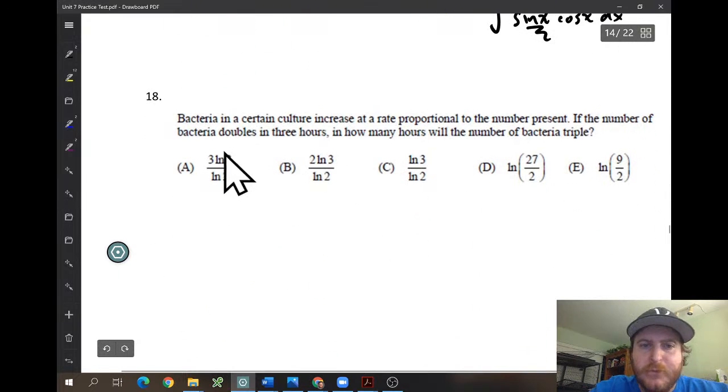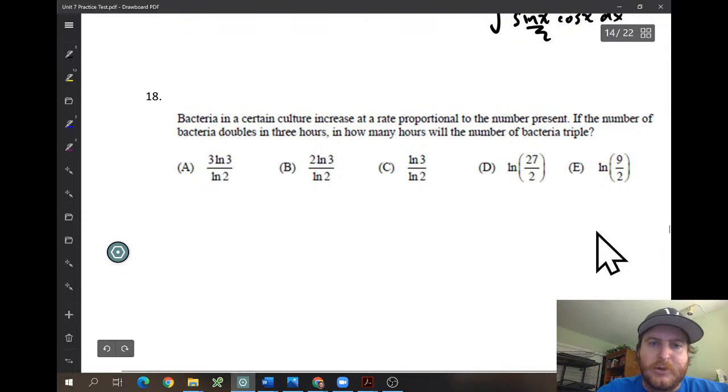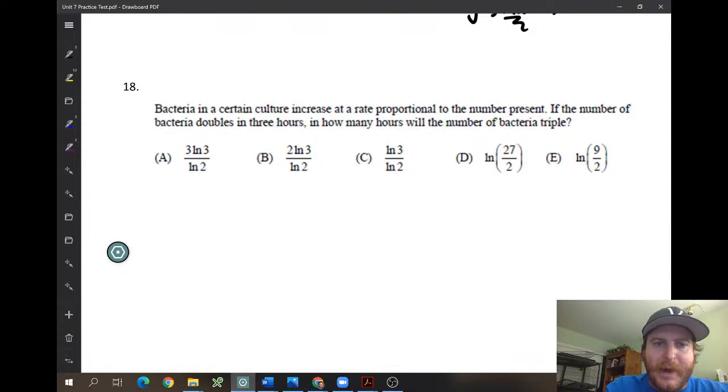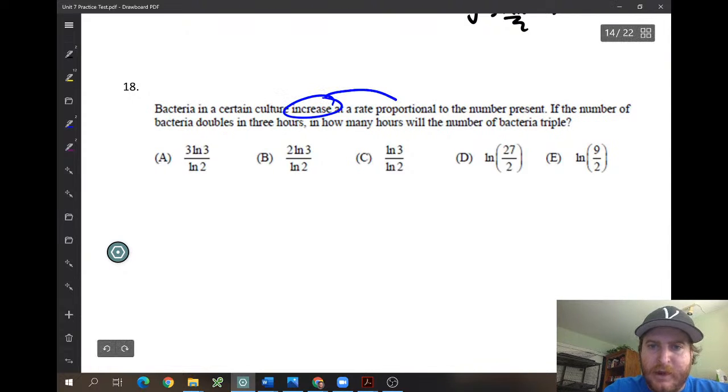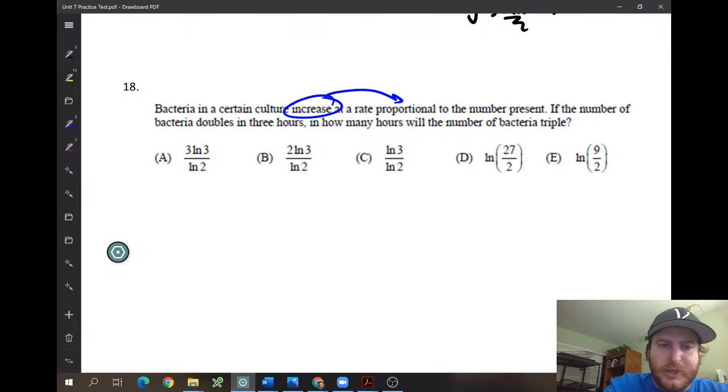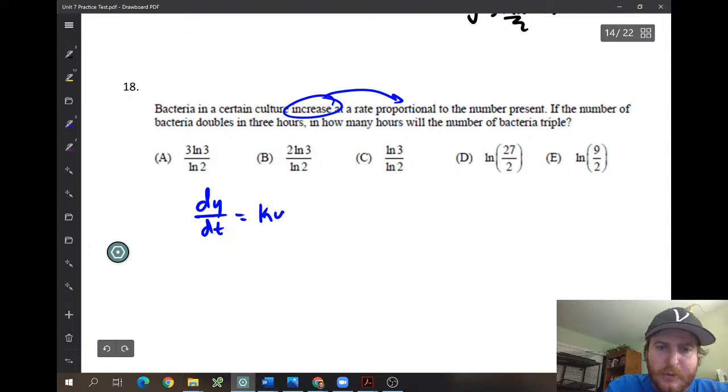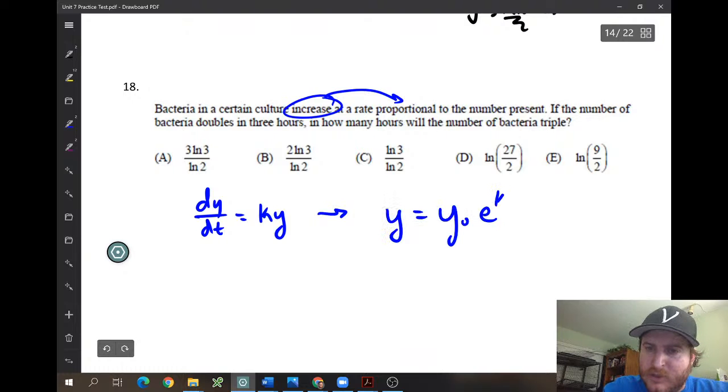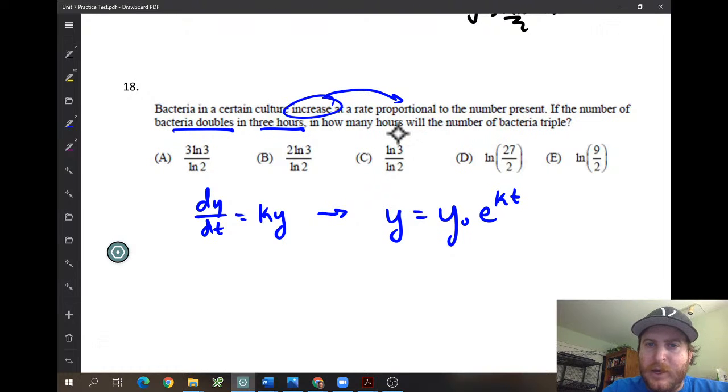Okay. 18 is one of those exponential growth or decay problems that we saw. So bacteria in a certain culture increase at a rate proportional to the number present. As soon as we see that, we know that we have dy/dt equals k times y, which gives us y equals y naught e to the kt. If the number of bacteria doubles in 3 hours, how many hours will the number of bacteria triple? This is actually a pretty tricky question.